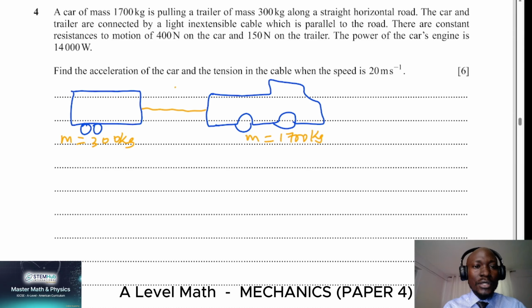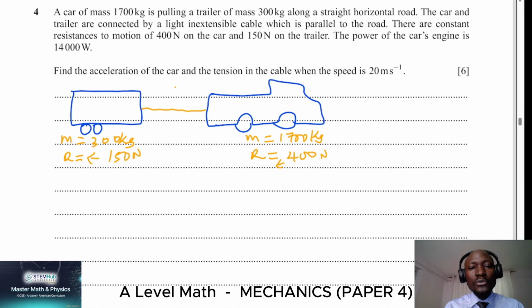The car and the trailer are connected by a line. There are constant resistances to motion. So for the trailer, resistance, that's like a negative force, 150 newtons, because it takes it back. And for the car, we have 400 newtons also taking it back.